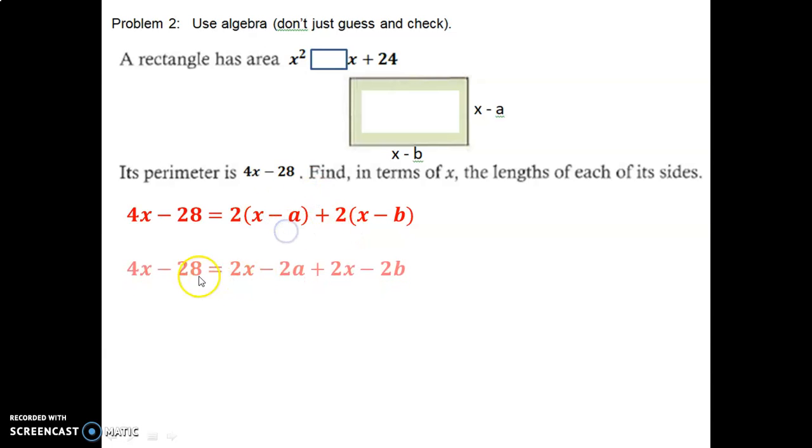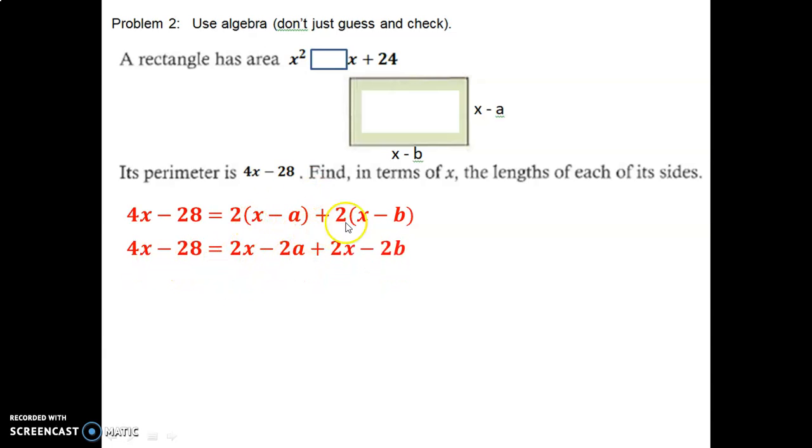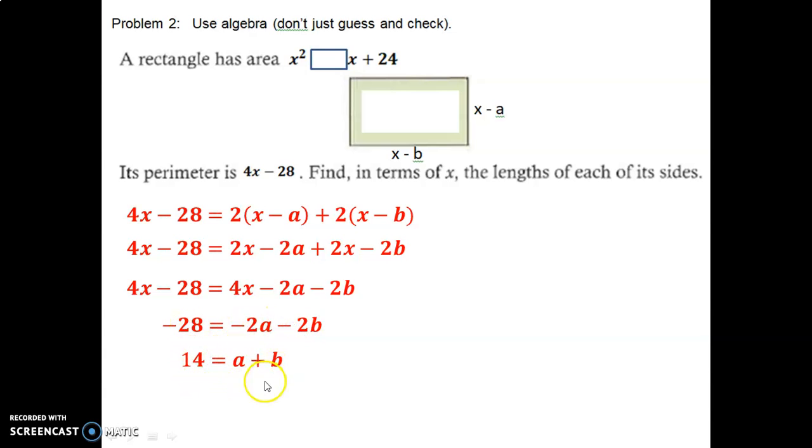Now I'm going to expand this a little bit. So multiply through the 2 here, multiply it through here. Simplify it some more. 2x plus 2x makes 4x. We have minus 2a minus 2b here. And notice we have 4x on both sides, so we can cancel that, subtract it from both sides, and we're left with this. And now I see a negative 28, negative 2, negative 2. I'm going to divide everything by negative 2 to simplify this. So negative 28 divided by negative 2 is 14, and then the negative 2's cancel here. So I've found out that 14 equals a plus b. So a plus b must be 14. Okay, so now let's move forward. We also know the area is this.